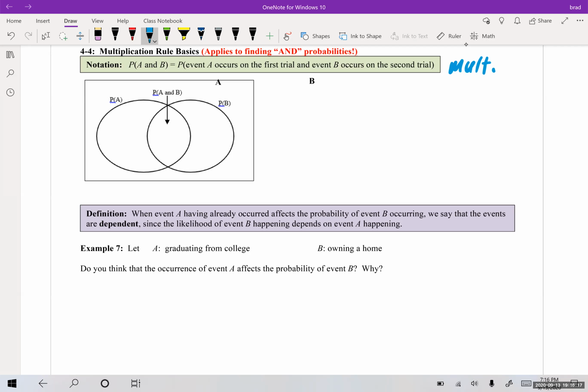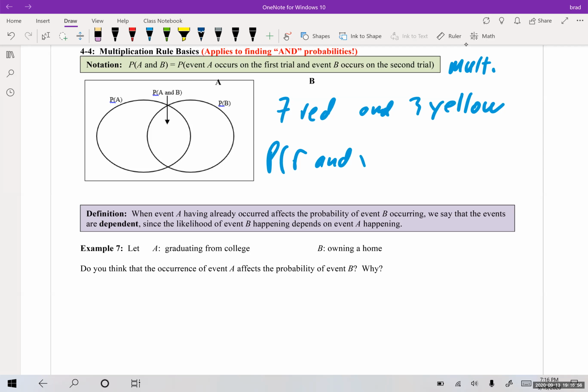Think about it this way. Let's say you had a bag of 10 marbles and 7 of the marbles were red and 3 of the marbles were yellow, okay? So if you pulled out a marble, that means that now there's only 9 marbles. So you could say you had 7 red and 3 yellow, right?